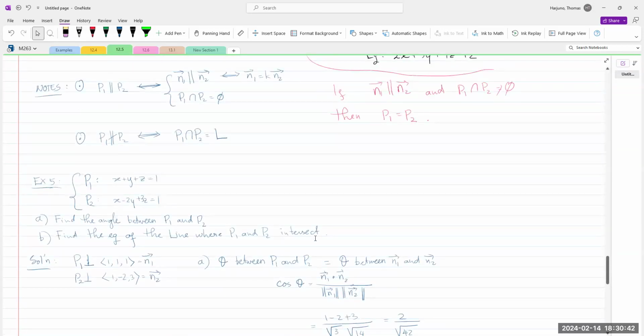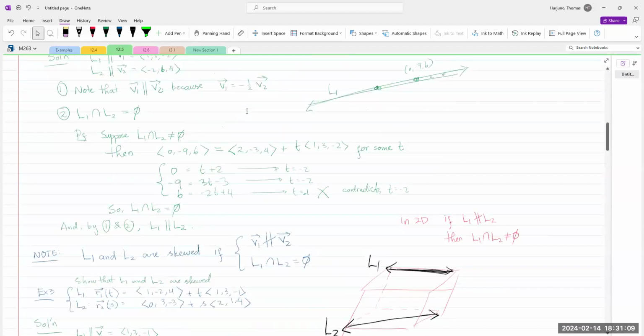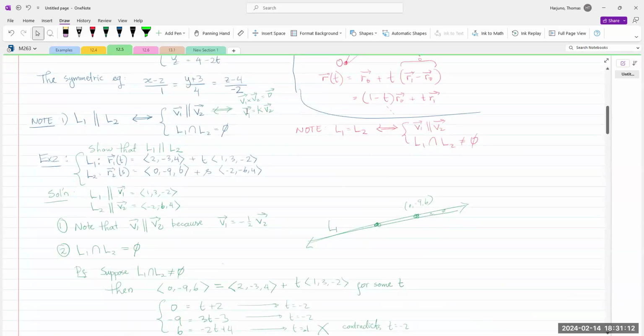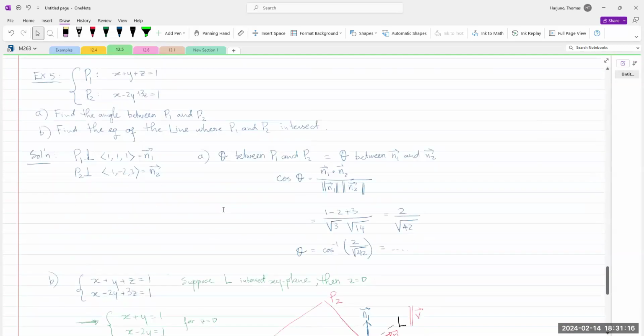Now, notice that I did example 5. Basically, if we have two non-parallel planes, we need to find the line, right? Then how do we show that two planes are actually parallel? We need to show these two. But to show these two, the first one is easy. In fact, that's the same work we did up there, how to show that two lines are parallel, right?